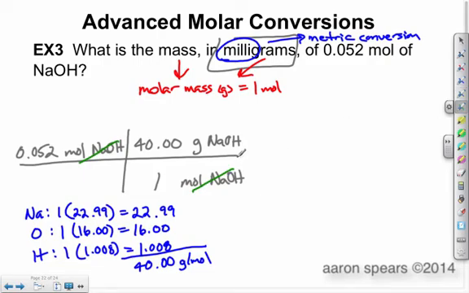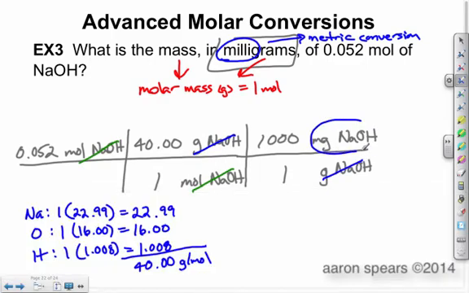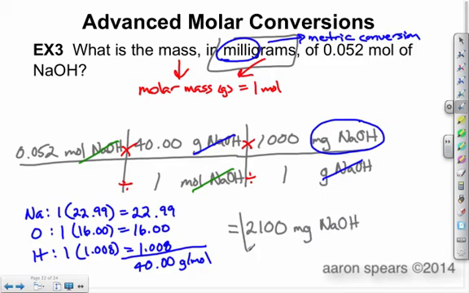Now this is not milligrams, so we're going to extend our picket fence and do one more conversion. I'll put grams of sodium hydroxide down below and put milligrams of sodium hydroxide up top. To get the numerator to be the same amount as the denominator, I know that for every 1 gram there's 1,000 milligrams, because that's what the prefix milli means. Alright, grams of sodium hydroxide cancel out, and I'm left with milligrams of sodium hydroxide, and that's what I want to find. I'm going to multiply by every numerator, divide by every denominator, and when I punch the values into my calculator and I round to the appropriate number of significant digits, I get 2,100 milligrams of sodium hydroxide.